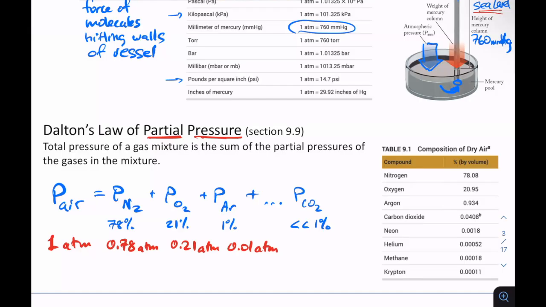All right, so this is what Dalton's law of partial pressure tells us. It's a very simple law. It's just that the total gas pressure of your mixture is just going to be the sum of the partial pressures. There's nothing magical about partial pressure. It just sounds confusing, perhaps. It's just the individual contribution.